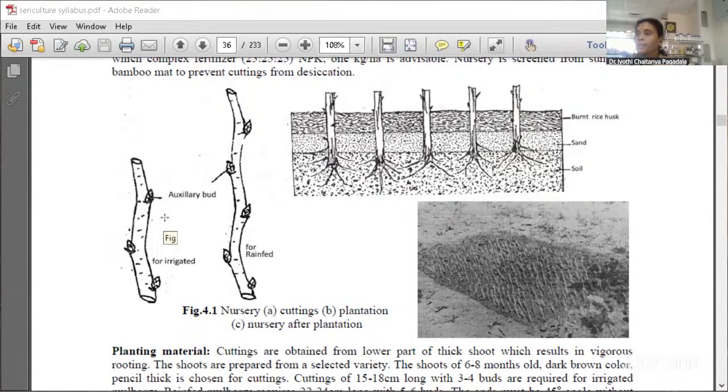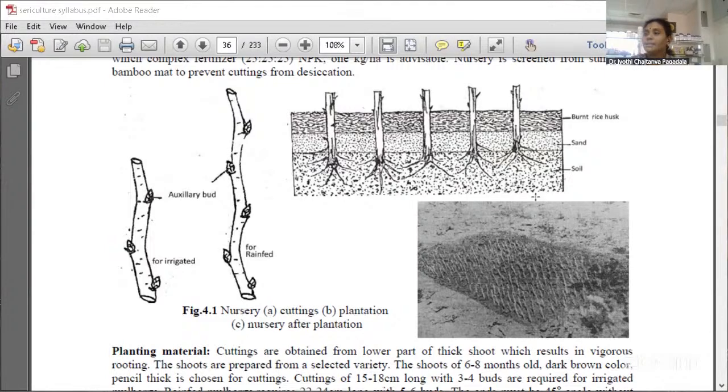Here we just discussed the cuttings. We discussed the suitable place in the farm selected for the nursery. Here you can see the cuttings and the plantation, and the distance between the two plantations. And just now we discussed the burnt rice husk, sand and soil. Here you can clearly see that, and how we have to plant and maintain the mulberry plants.